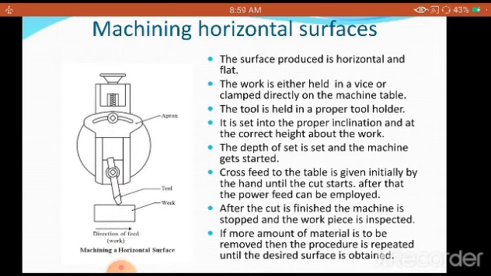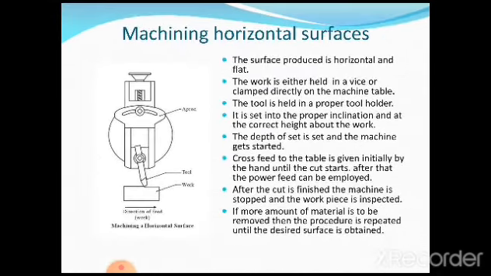Cross feed to the table is given initially by hand until the cut starts. After that the power feed can be employed, because generally we go for the power feed since every time it is not possible to give the correct amount of feed to the workpiece. After the cut is finished, the machine is stopped and the workpiece is inspected for its surface, whether it is machined correctly or not. If more material is to be removed, the procedure is repeated until the desired surface is obtained. As in the example, depending upon the reduction of the thickness of the workpiece, we have to decide how much depth of cut we are going to give. That is very, very important.